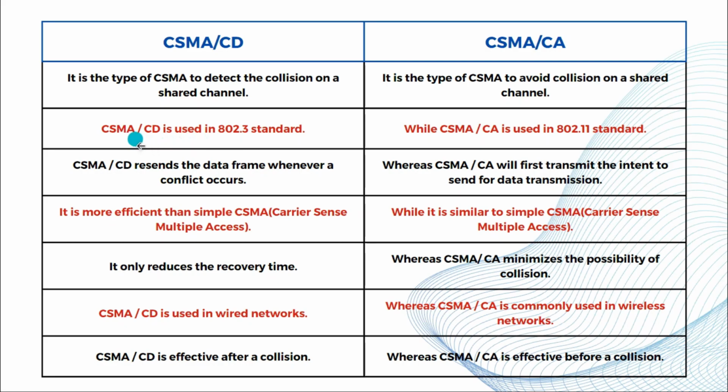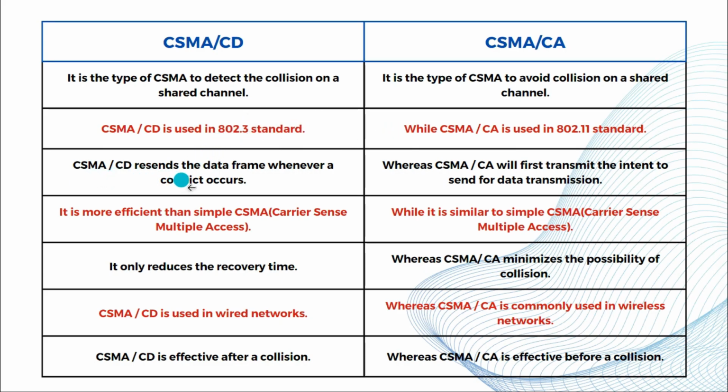Okay, friends, CSMA/CD is used in the 802.3 standard. I will explain in the next slide in which device we are using this standard. And CSMA/CA is used in the 802.11 standard. You have seen this standard in your wireless devices. Now moving on to the next slide, I will explain with examples, and it will be clear.